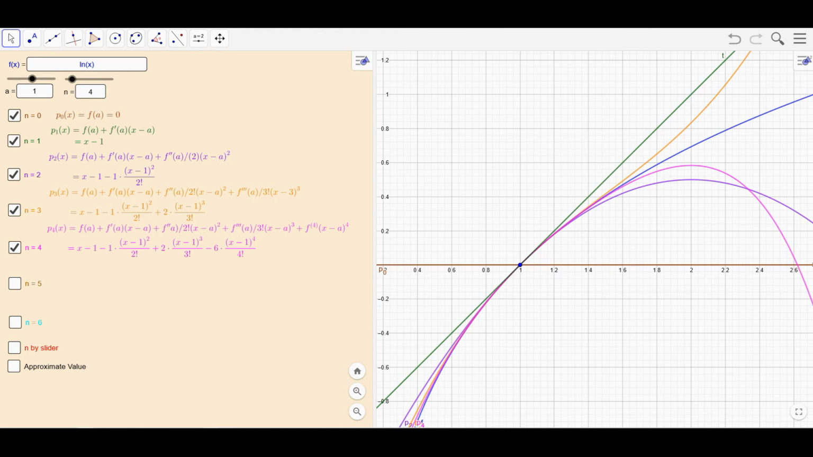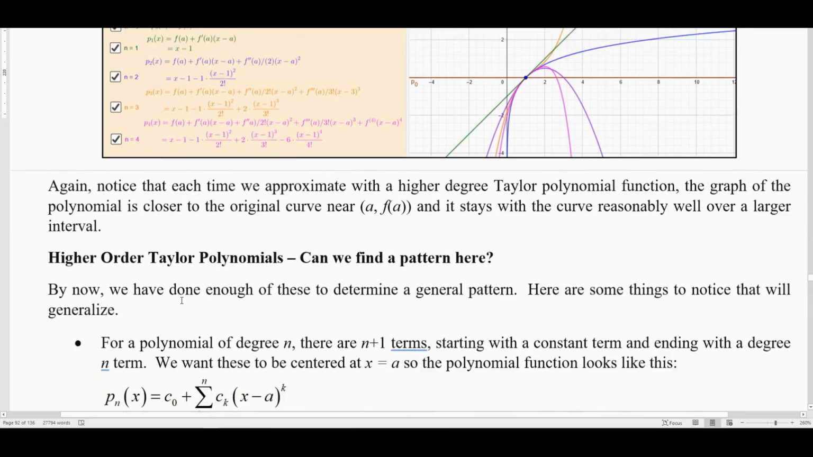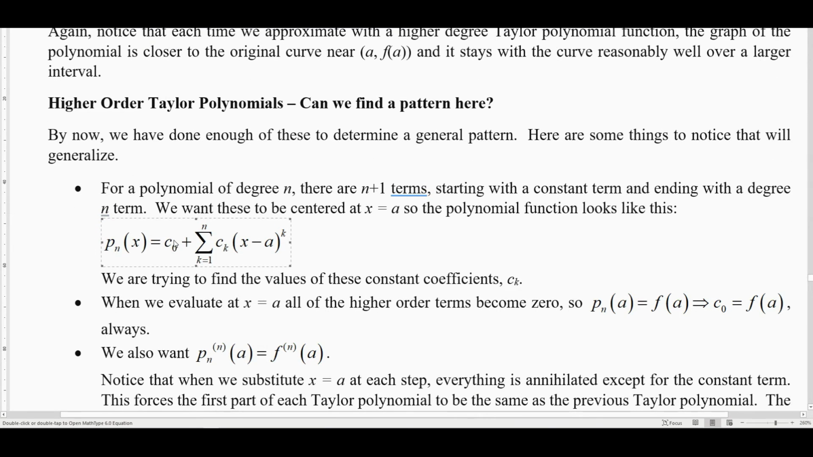Okay, now, have we done enough of these that we can get a pattern going? For every one, there are going to be n plus 1 terms, starting with the constant term and ending with the degree n term. So they all look like this. And we can determine these coefficients. Well, the 0th one is always just f of a. And we want the derivatives to match all the n derivatives from 0 up to n.